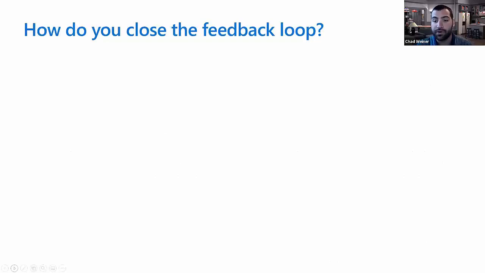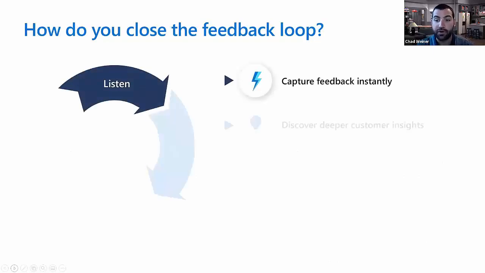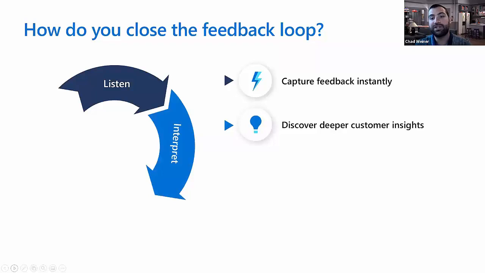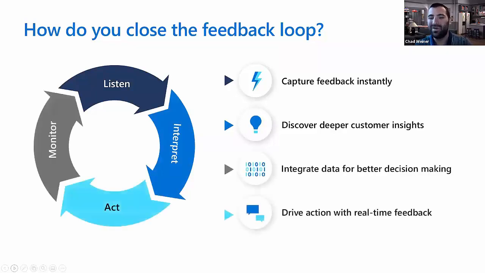And so how can we close that feedback loop, right? So the first part is listening. Then we start to interpret. Then we start to act and we monitor. So how can we capture that feedback quickly, to listen in, to see who's negatively or positively providing feedback? How can the system auto-generate some of those insights so that we're not having to manually interpret that? And how can we get that data integrated to our marketing applications, to our customer service applications, to our sales applications to drive better actionable real-time feedback?